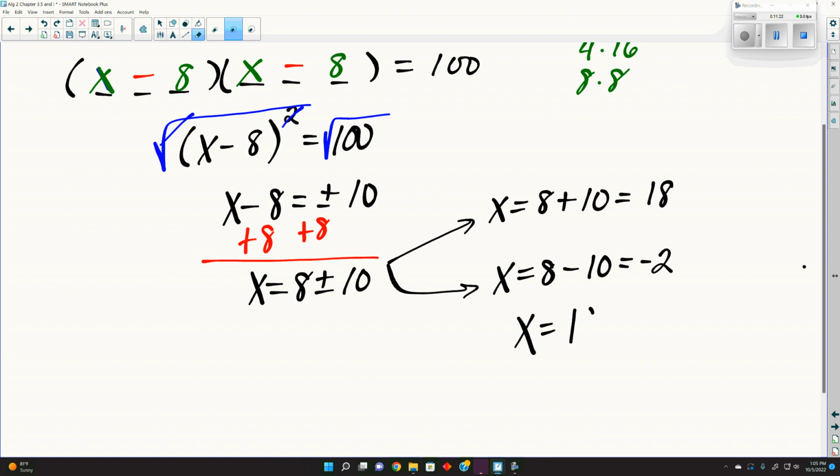so x is equal to 18 comma negative 2. Because we can write it with a comma instead of having to list x is equal to 18, x is equal to negative 2 to list the answers.